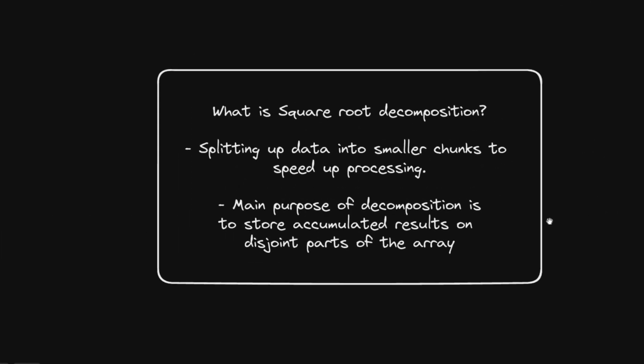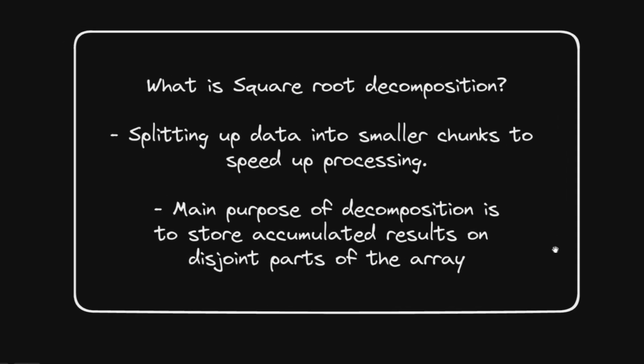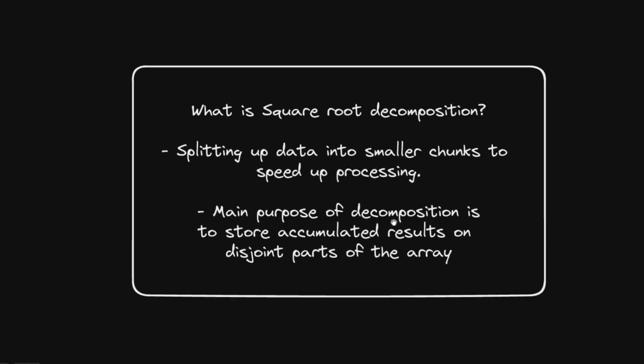Okay, so first of all, what is square root decomposition? It tries to basically split the data into smaller chunks and store the answer for those smaller chunks, so that whenever you're fetching the answer for a larger range, those answers can be pre-computed instead of traversing again and computing them again. So the main purpose of decomposition is to store accumulated results on disjoint parts of the array. Usually you will see this technique used on arrays only.